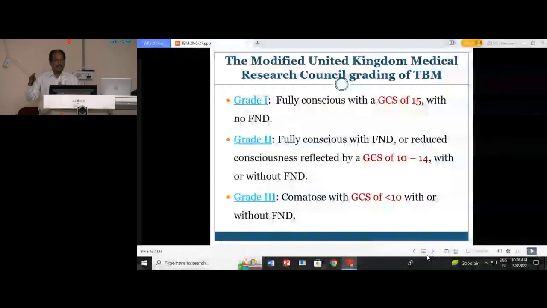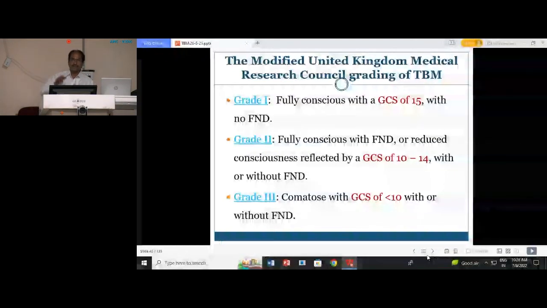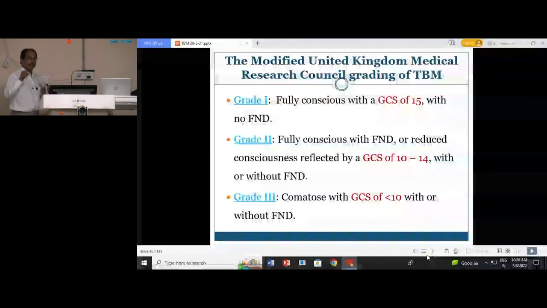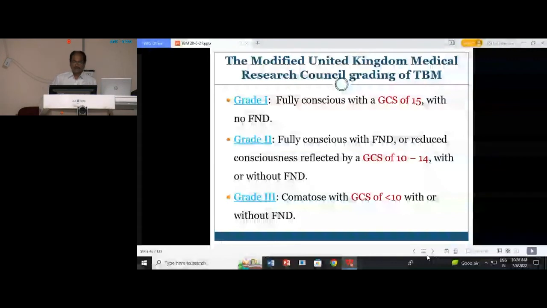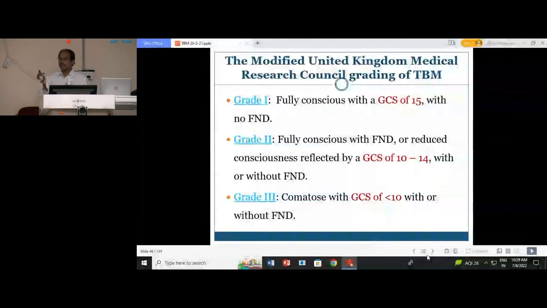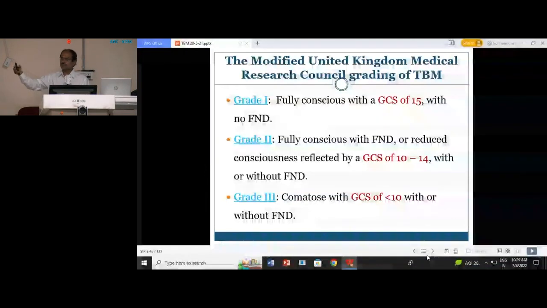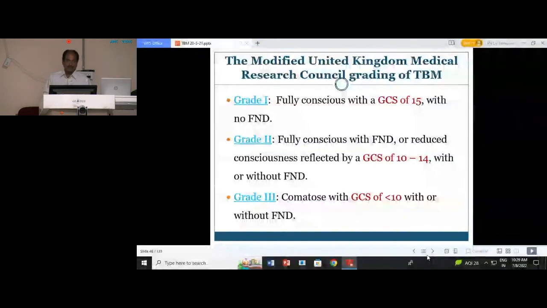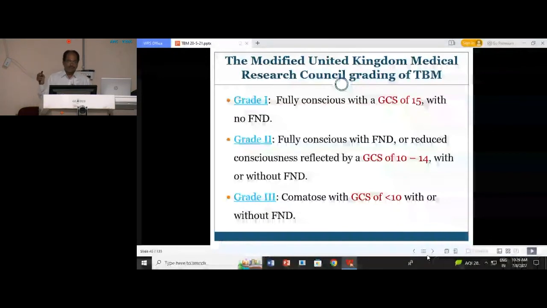GCS fully conscious, GCS 15/15, no focal deficits, that is grade 1. The patient is conscious, coherent, alert, no focal deficit, but still it is a case of TBM, that is grade 1 TBM. Grade 2 is fully conscious with focal deficits, or reduced consciousness reflected by GCS 10 to 14, with or without focal deficit. Grade 3 is comatose patients with GCS less than 10, with or without focal deficits.